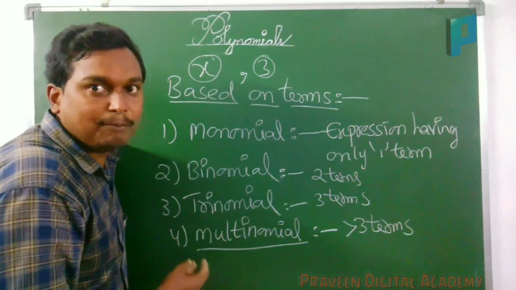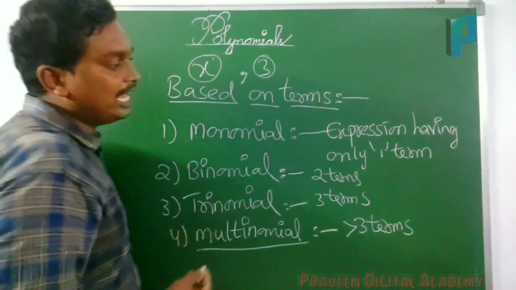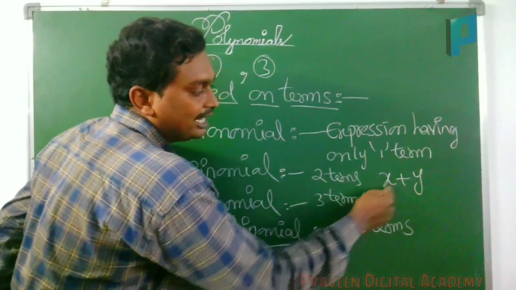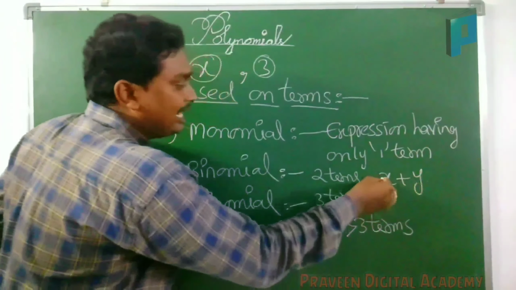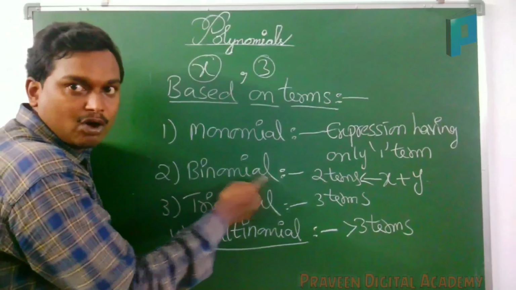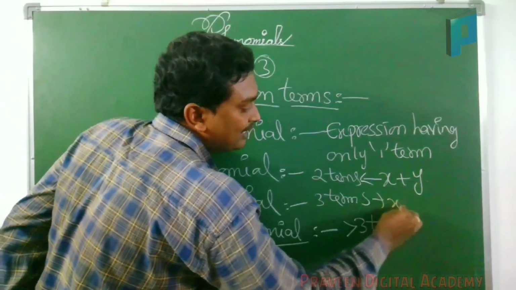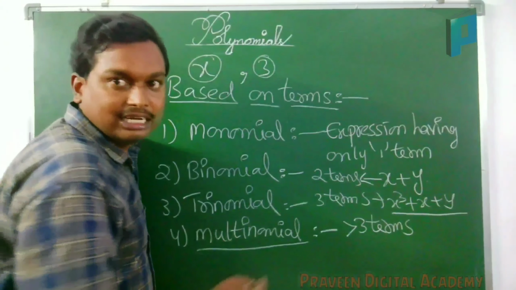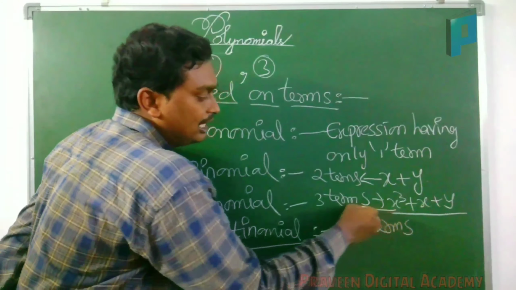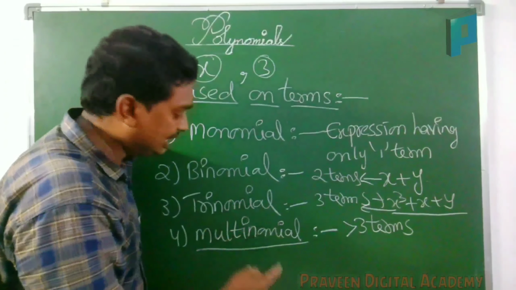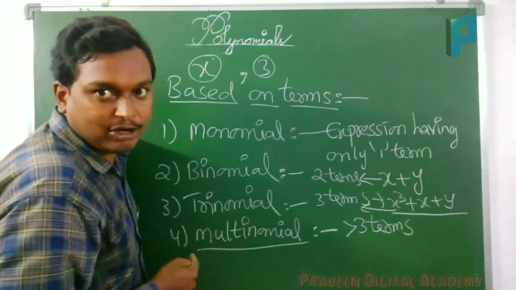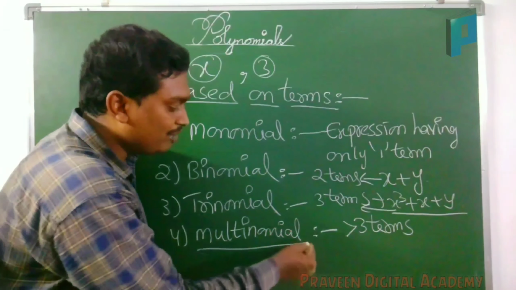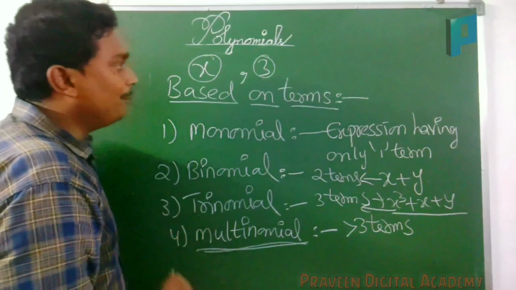I will give you an example so that you can understand very clearly. If you have x plus y, how many terms are there here? 2. If 2 terms are there, it belongs to binomial. If you have an expression with 3 terms, this is the expression. This expression will have 3 terms. An expression with 3 terms is called a trinomial. An expression which has more than 3 terms, we will call a multinomial.